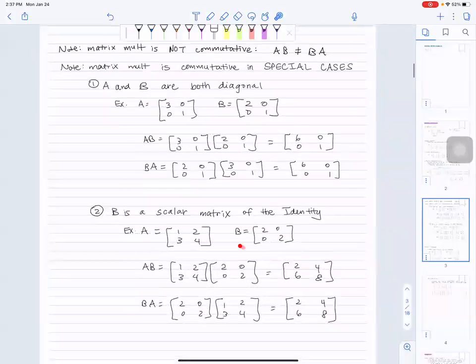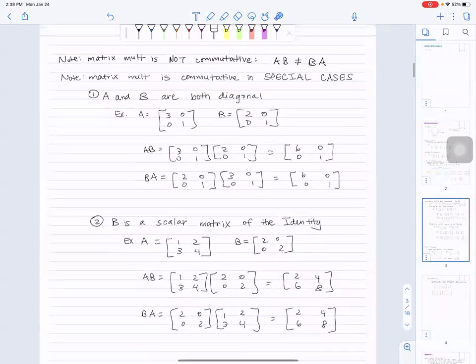So you can also check, I did an example where B is the identity times 2. So 2 on the diagonal, you can multiply it out and check that they are the same. Okay, any questions on this refresher?